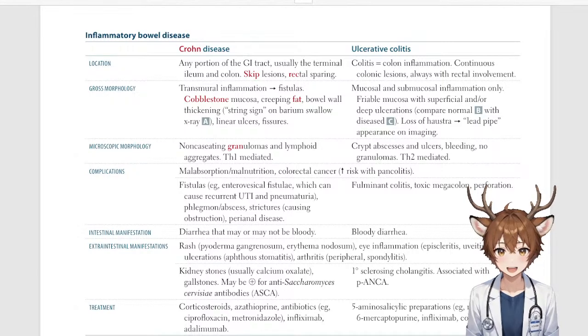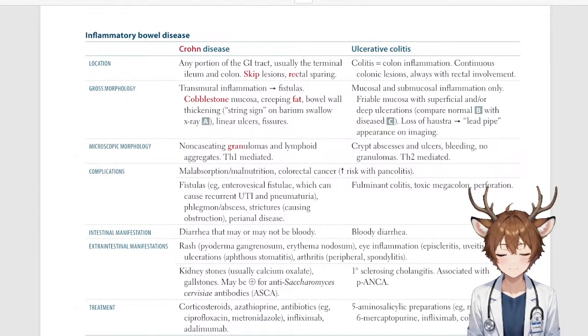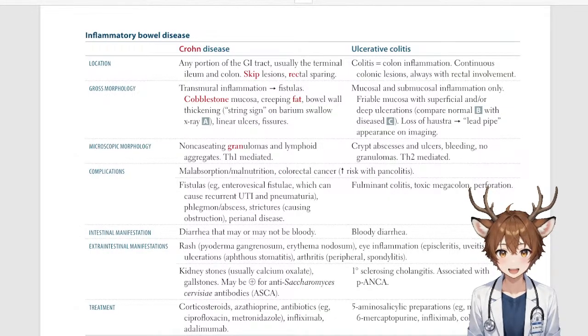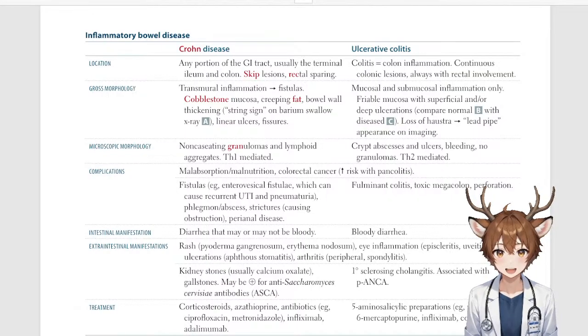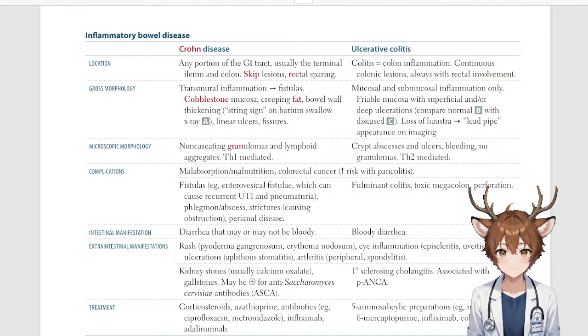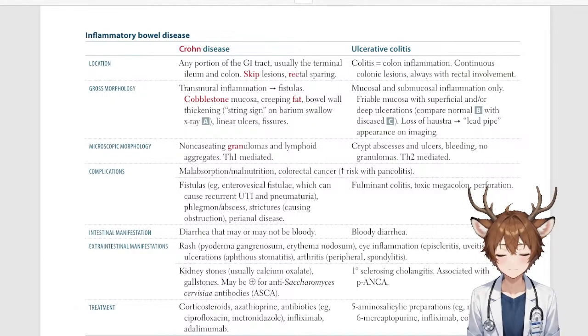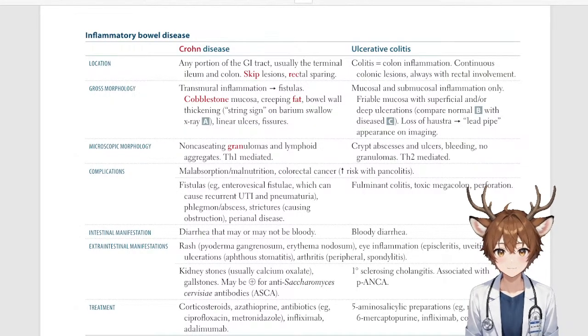Again, there's some things that are overlapping and some things that are distinct. But for UC location, colitis means it's colon inflammation. Makes sense. Colitis, colon, right, is in the colon because it's colitis. That kind of gives it away. Continuous colonic lesions, always with rectal involvement. What typically happens, by the way, is that it starts off around the rectum area, the very distal part of the colon, and then it spreads and climbs up and up through the colon all the way, and then it reaches the ileocecal valve and will not go beyond that. So it's always restricted to only the colon, and it usually starts off in the rectum area.